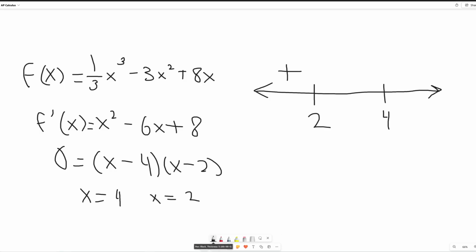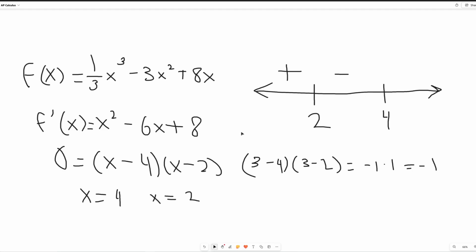Okay, now what about between 2 and 4? Well, there's one number that's pretty easy between 2 and 4, and that's 3. So 3 minus 4 times 3 minus 2 is negative 1 times 1, or negative 1. And now that's negative. So between 2 and 4, it is decreasing.